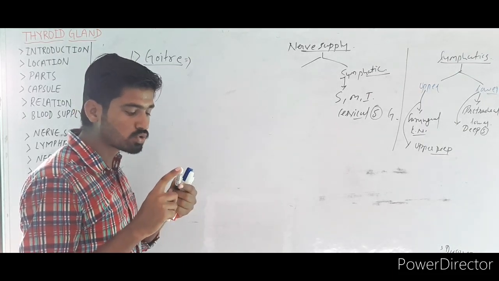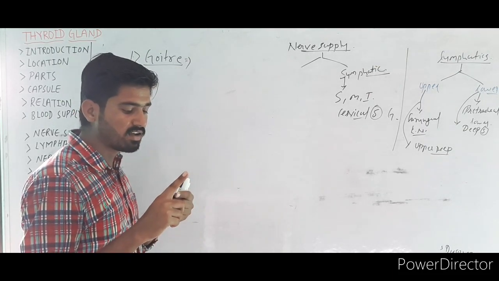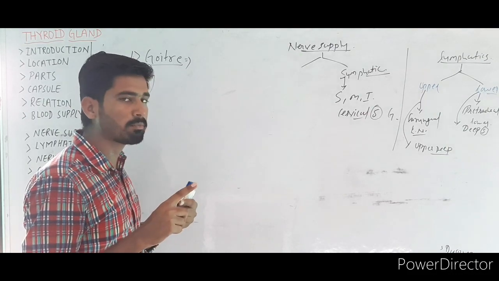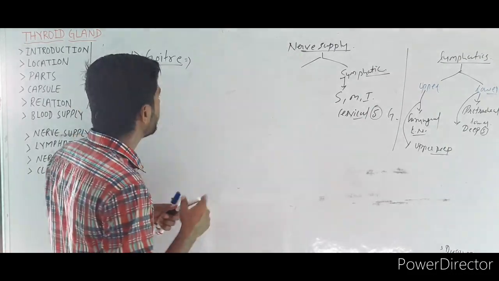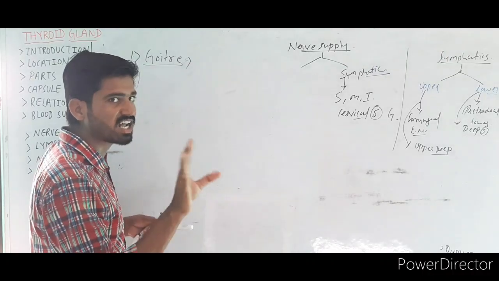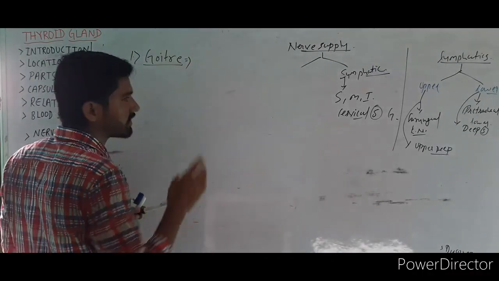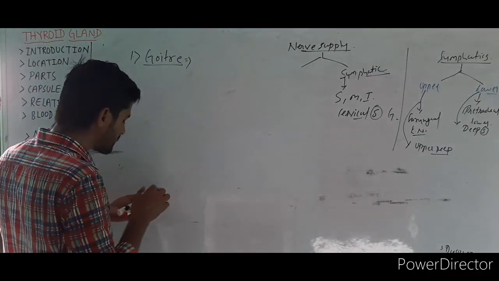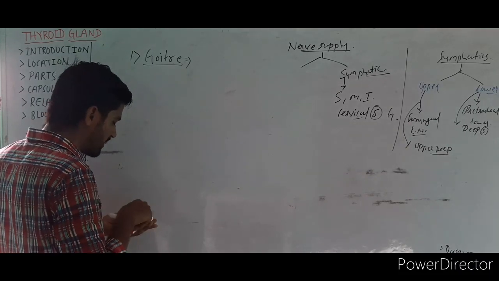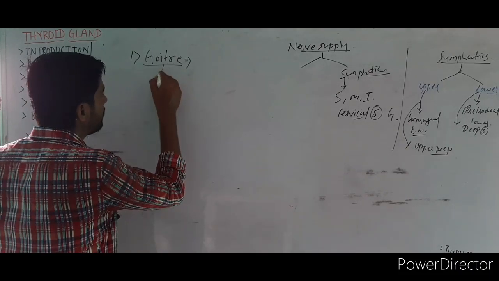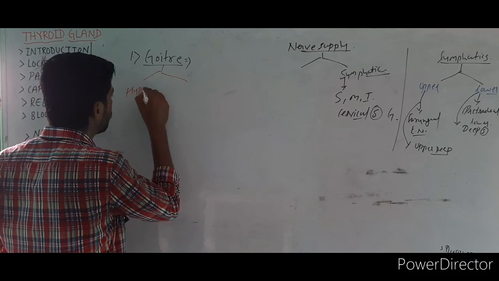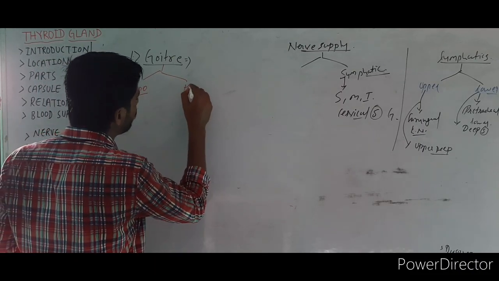except during menstruation and during pregnancy or lactation times. Except for that, any enlargement of the thyroid gland is known as goiter. Why does it occur? It occurs in two conditions, in hypo and hyper: hypothyroidism and hyperthyroidism.